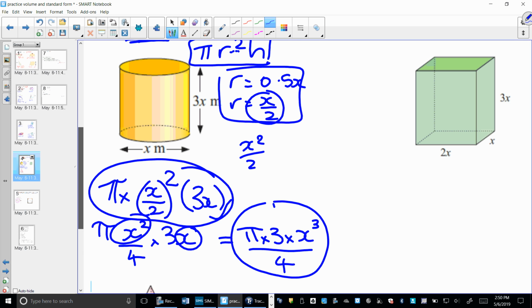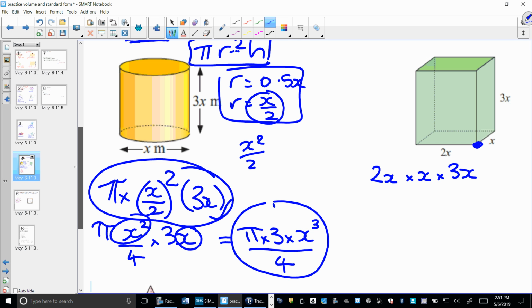Alright, this one's actually a bit easier. If we put this one first, it may be a bit easier. Again, how do we find the volume of a cuboid? What do we do with those measurements? You shouldn't need to look. It's all 3 of them multiplied. So it'll be 2x multiplied by x multiplied by 3x.